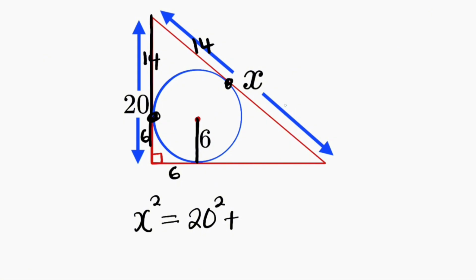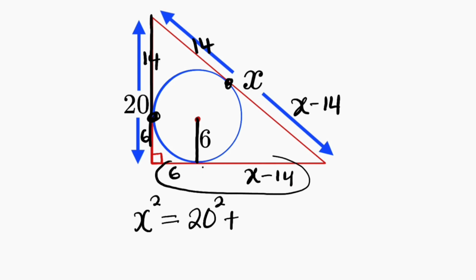So this side from here is going to be x minus 14, which is going to be equivalent to this one, right? Because you can see this is a point where these two tangents meet. And from the point of tangency to the point where they meet will be equidistant. Therefore, this is also x minus 14. So what is the total length here? If you add 6 and x minus 14, you're going to get x minus 8, because 6 minus 14 is negative 8.